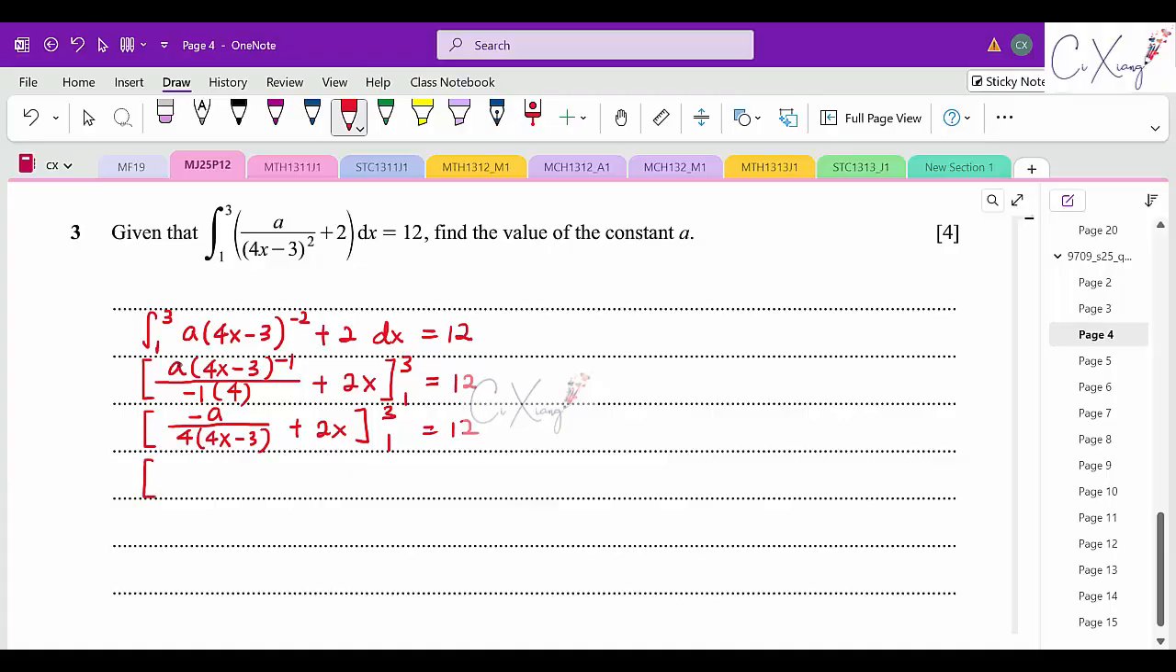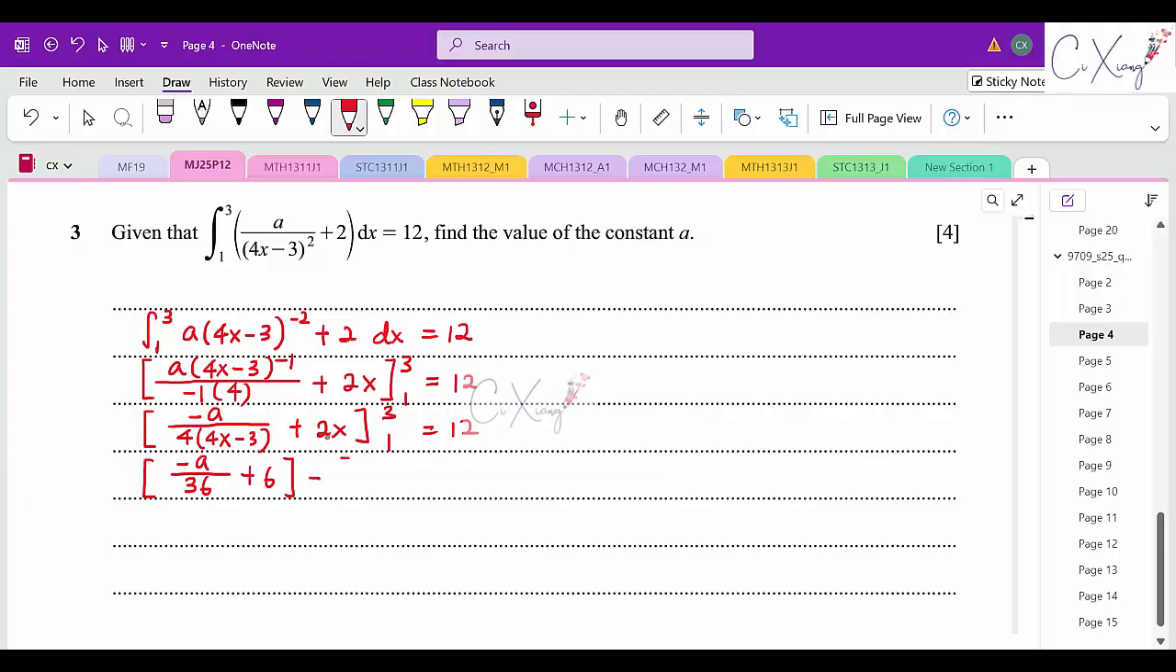Alright, put the 3 into the x here. So 4 times 3 is 12, 12 minus 3 is 9. So you have negative a divided by 4 times 9. So 4 times 9, you should be getting 36, right? Substitute 3 into the x here, 2x, you'll have 6.